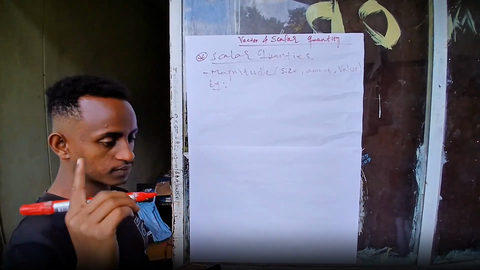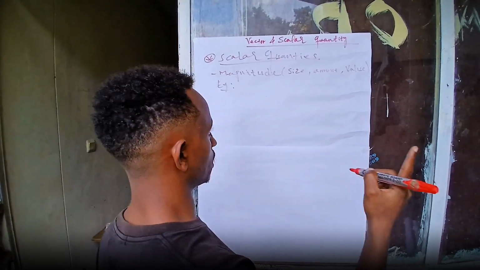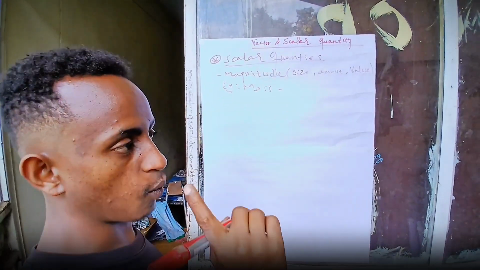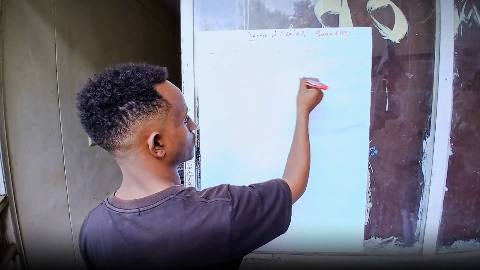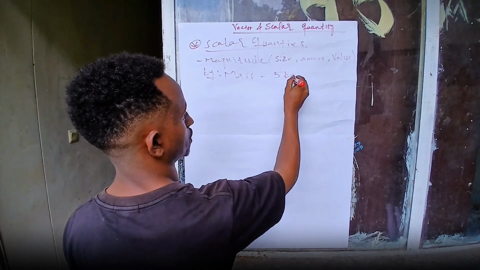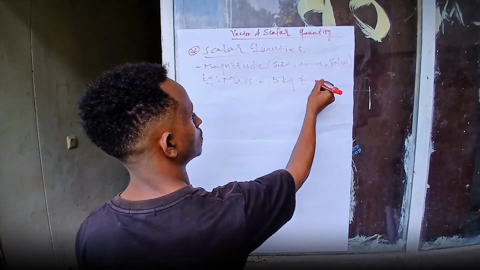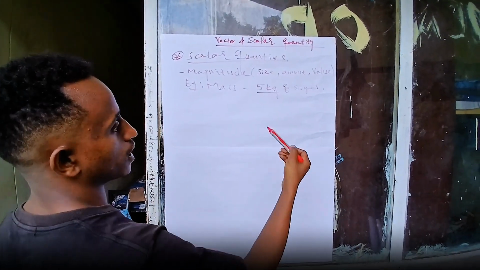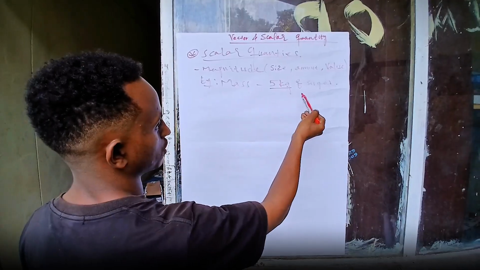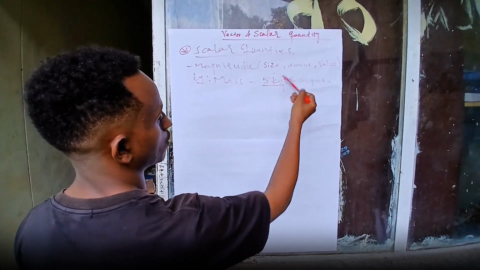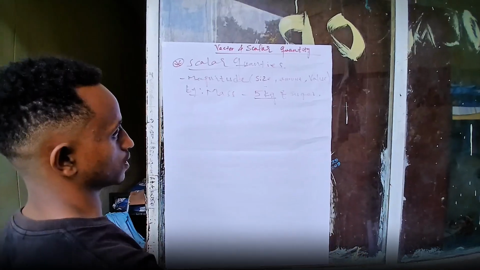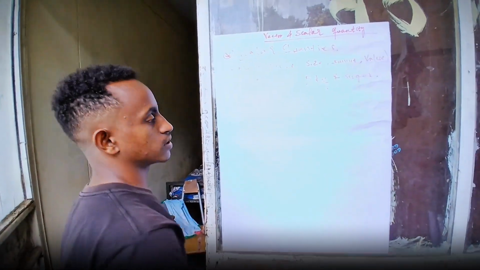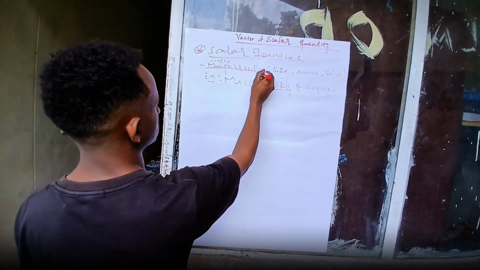The first one, mass. Mass is a scalar quantity. Example, 1 kilogram of sugar, or 5 kg of sugar. There is no other extra information about this 5 kilogram of sugar. It's 5 kilograms, so there is no direction. Scalar quantities have only magnitude.